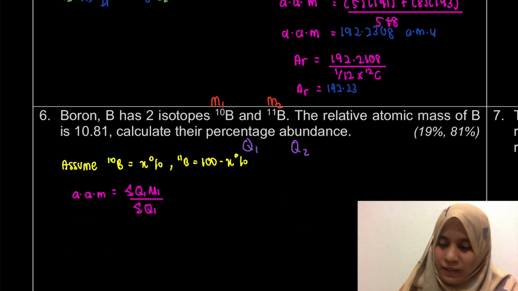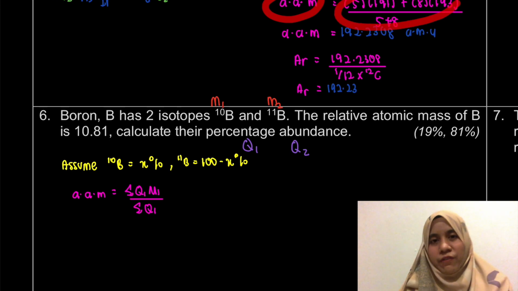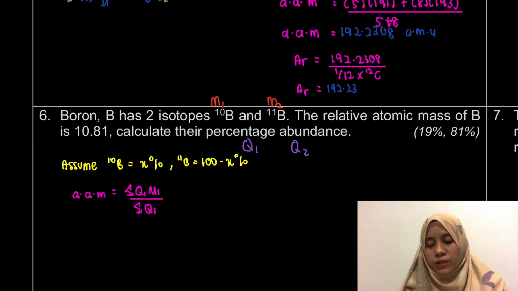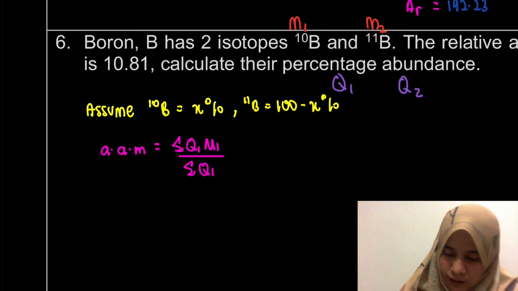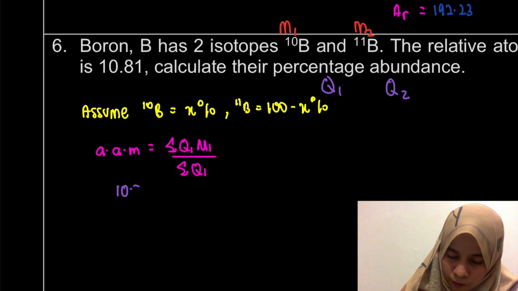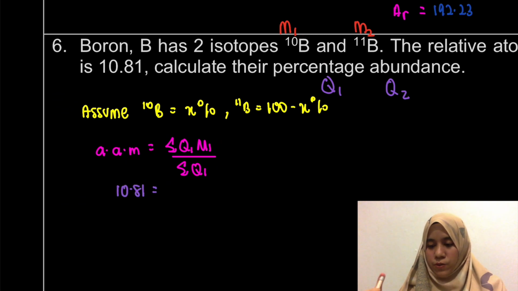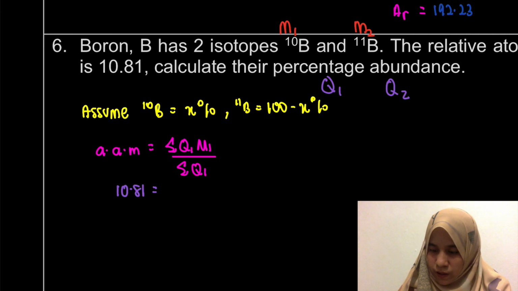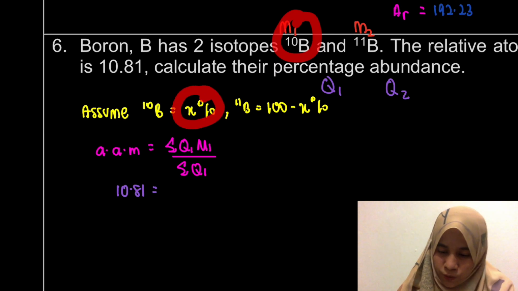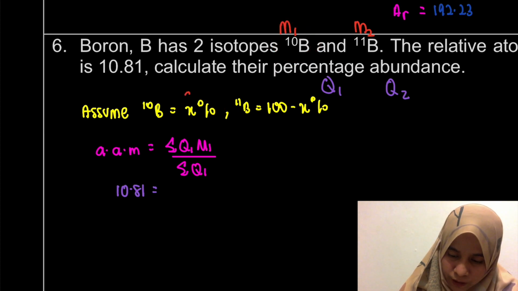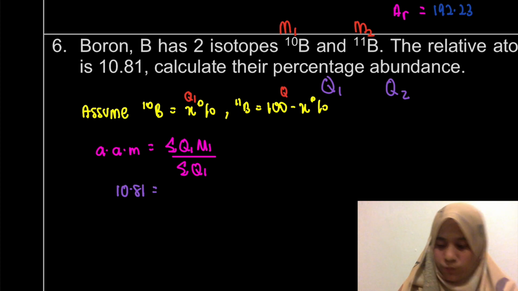Sebab sebelum ni kita calculation, we do not include the unit, only the final answer sahaja we will include the unit itself. So average atomic mass, the relative dia adalah 10.81. Okay. So sekarang ni, okay. So kita tahu 10 boron is actually M1. So this is actually our Q1. Ni adalah Q1 kita. This is actually our Q2.